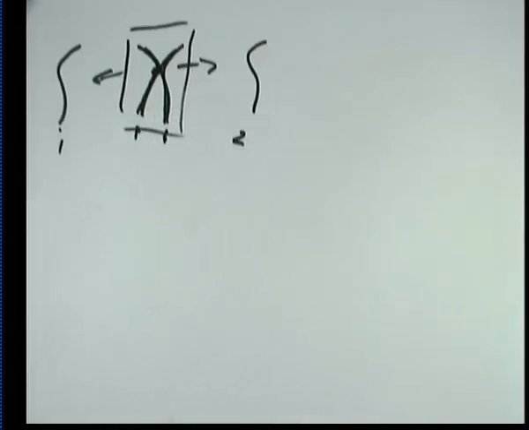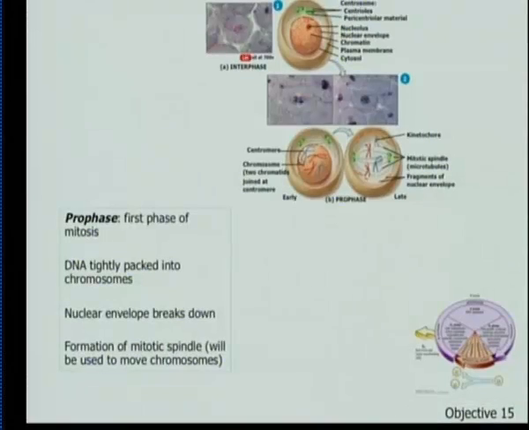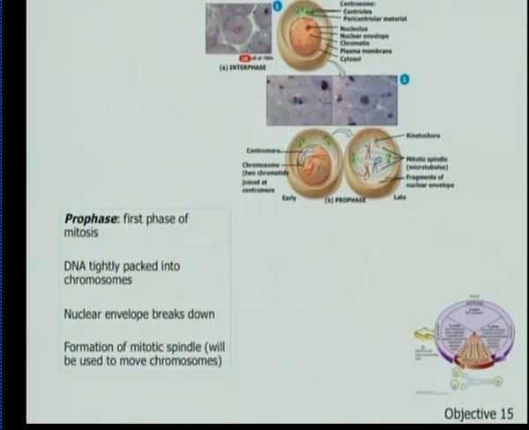Okay, so going back to our slide, let's look at the hallmarks. So we said with interphase, I have chromatin, not chromosomes. I have an intact nuclear membrane, and I'm going through the main life of my cell.